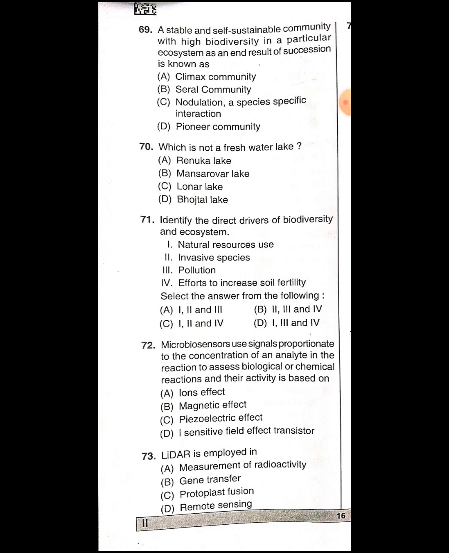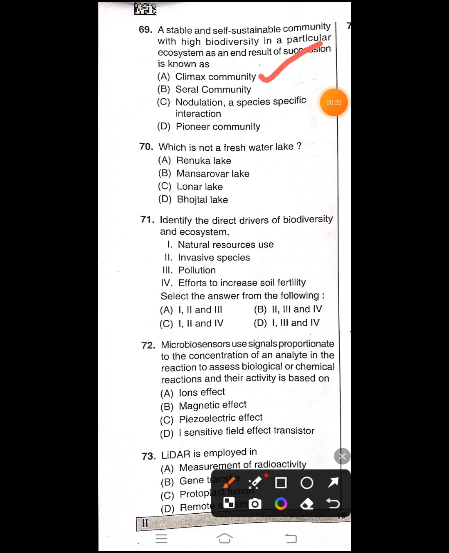A stable and self-sustainable community with high biodiversity in a particular ecosystem as an end result of succession is known as. Options are climax community, serial community, nodulation, a species-specific interaction, pioneer community. So for this the correct answer is climax community. Let's see the next question.